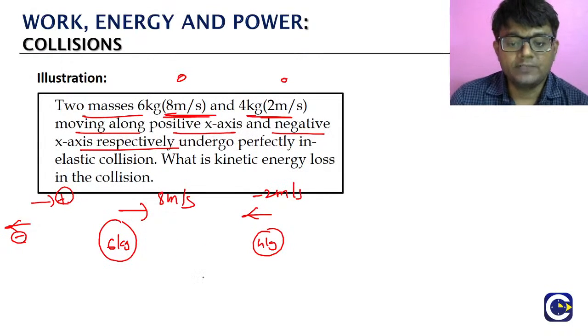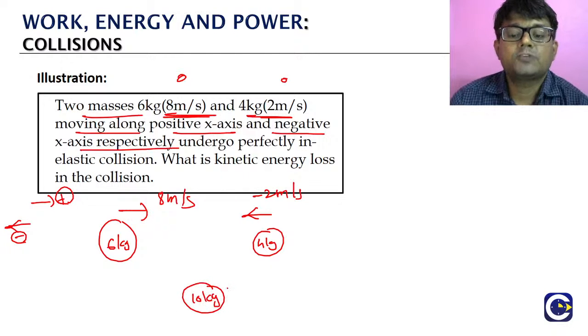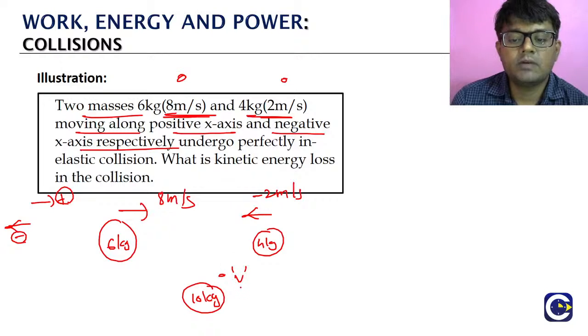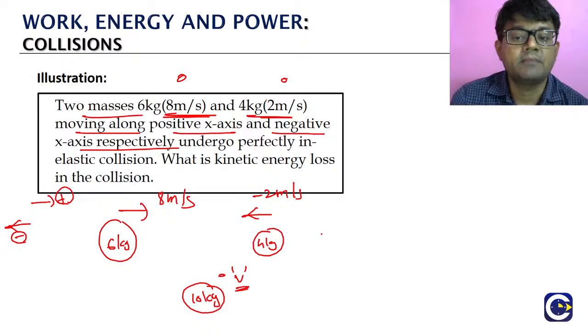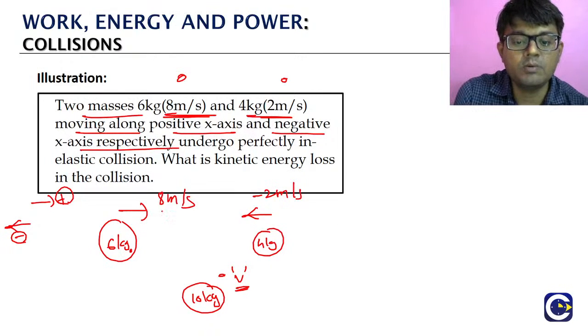After they undergo collision, it's like what? 6 plus 4, 10. This will have a common velocity. That is what we need to find. Okay, so how do you find the common velocity? Same, conservation of momentum.